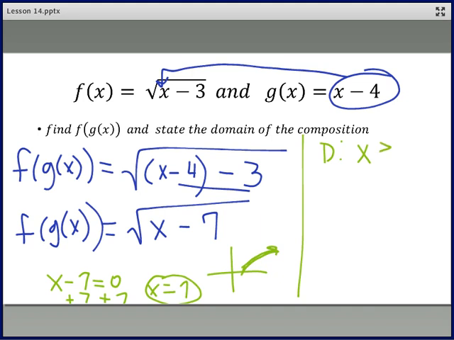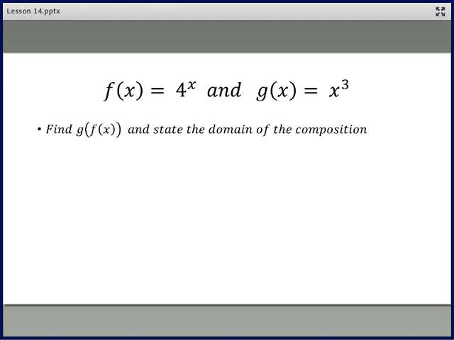I can't put anything less than 7 in that radical. If I were to put 6 in, for example, 6 minus 7 is negative 1. I can't take the square root of negative 1. So when I state my domain, I have to take this into consideration. And so x would have to be any value that is greater than or equal to that number. So x is greater than or equal to 7.